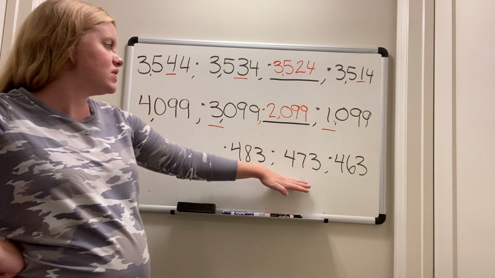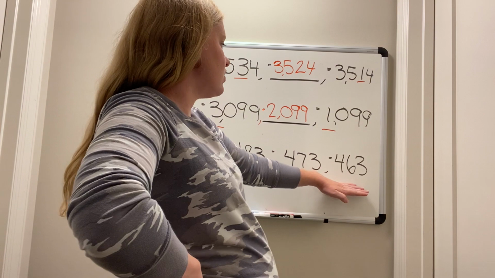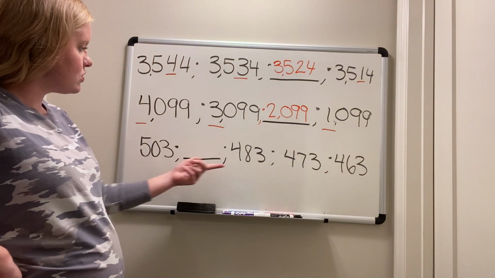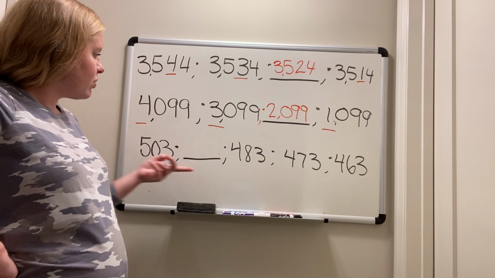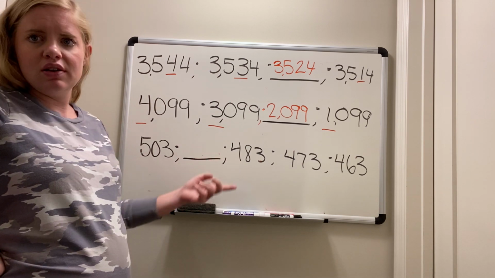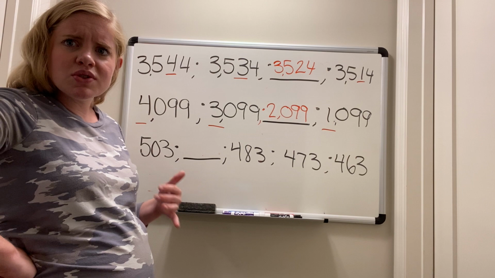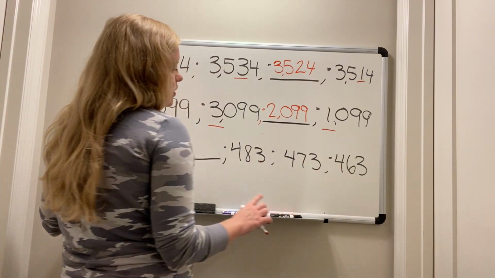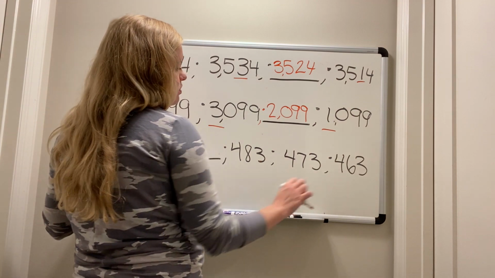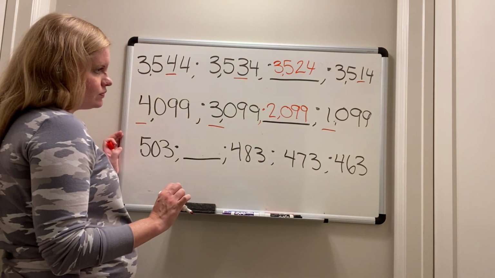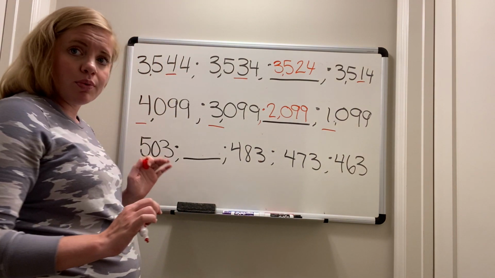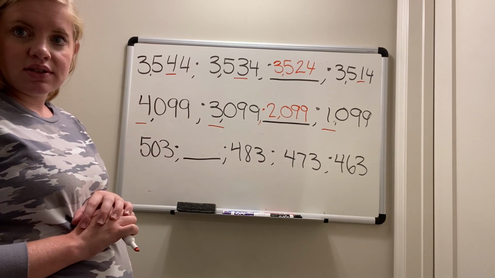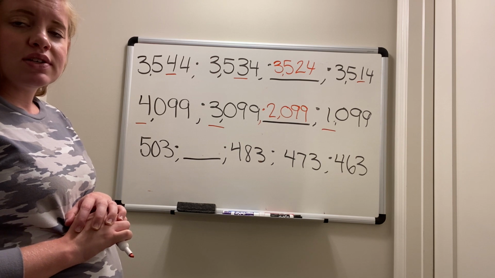483, 473, 463. Now, this is kind of tricky because on our first two numbers, we see that they're changing, but are they going down by a full 100? No, so let's investigate. Let's look at these three numbers. What are they changing by? Are they going up or down? Okay, now what number is that? Go ahead, pause your device.